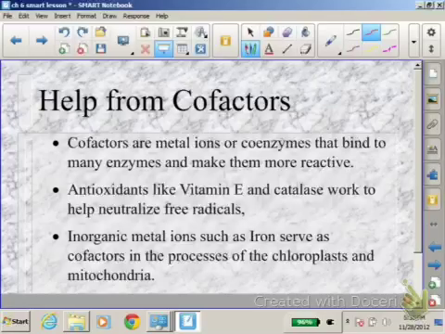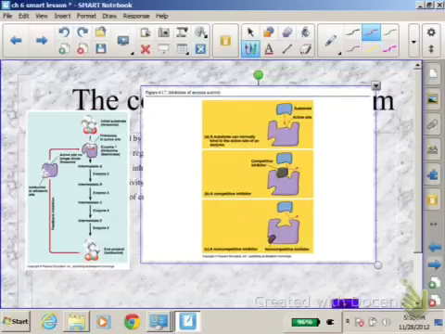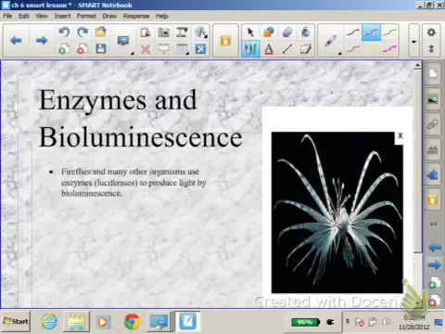All right, and then let's look at number 25. Describe the process of bioluminescence in terms of enzyme activity. We're going to skip this one.